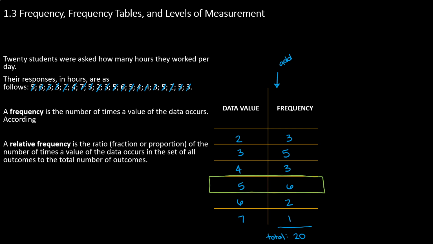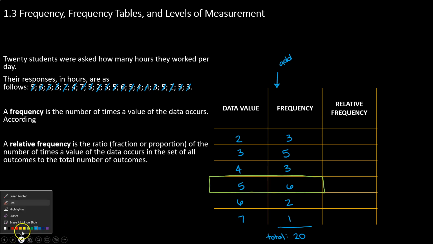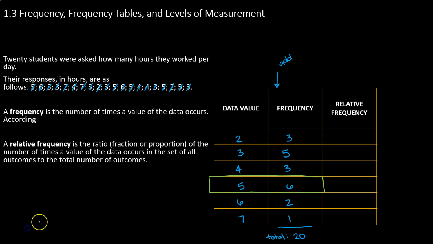So it's important to check that our frequency column does sum to the total that matches how many surveys we sent out. Moving on to make our relative frequency column, I'm going to take the frequency for each data value and write that as a fraction over my total. So for the data value 2, I have a frequency of 3, and that is going to be on top of our total 20.